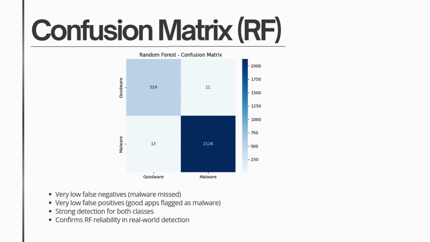The confusion matrix. The confusion matrix for random forest shows excellent results. It correctly classified almost all malware and benign apps with only a handful of misclassifications. This is very important in malware detection because false negatives, missed malware, are the highest risk.